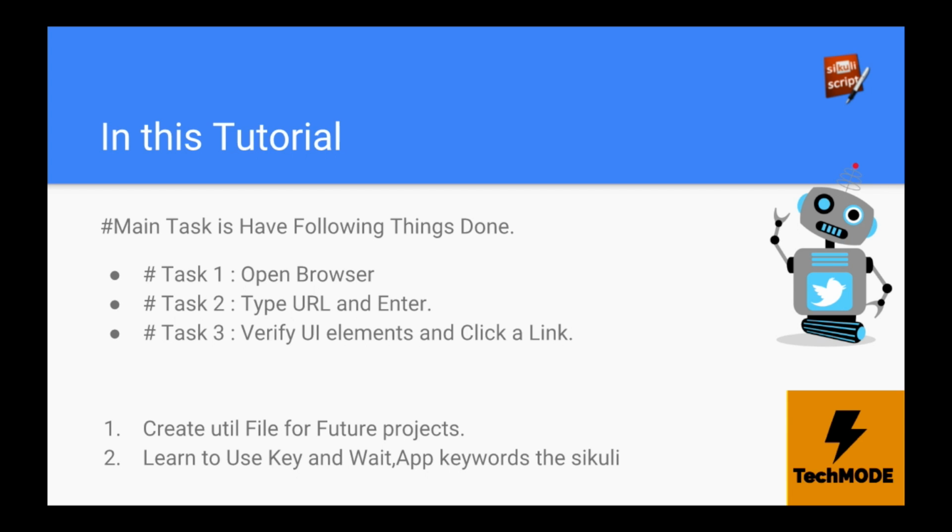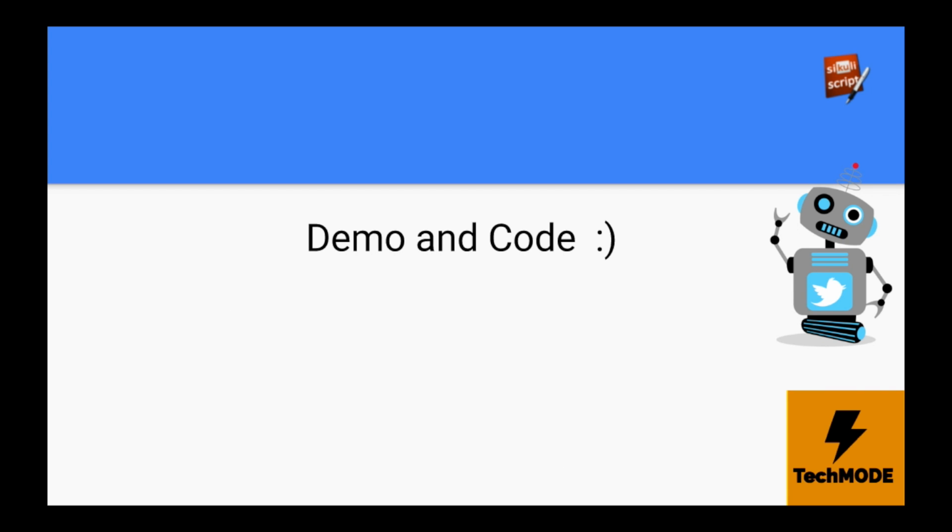So as I already mentioned in the first slide, we are going to import certain projects into our project, so that will be the util file. The util file is basically a file which will have two operations, opening a browser and closing a browser, and we are going to import that project into our Sikuli project. The second one will be to learn to use certain keywords. So next will be the demo and code.